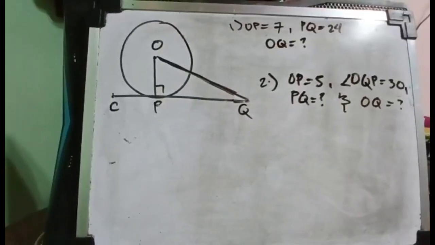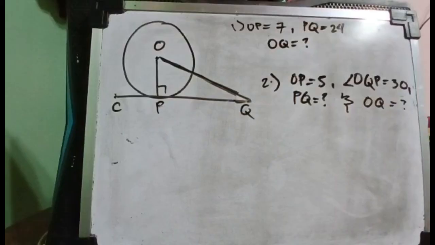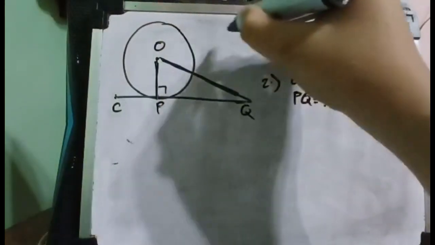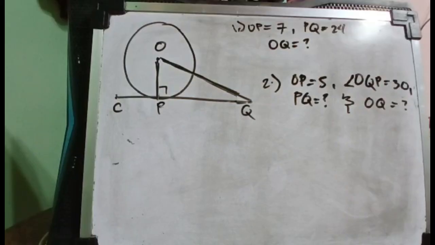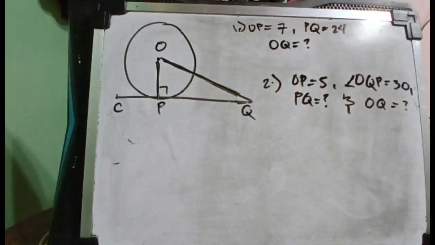Ito naman. So, meron tayong dalawang question. If OP is equal to 7, ito. So, first question muna yung sagutin natin. This refers to the first theorem that we've discussed, yung talagang pinaka-theorem in which the tangent is perpendicular to the radius, diba?